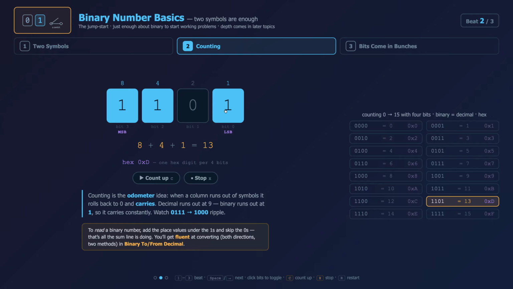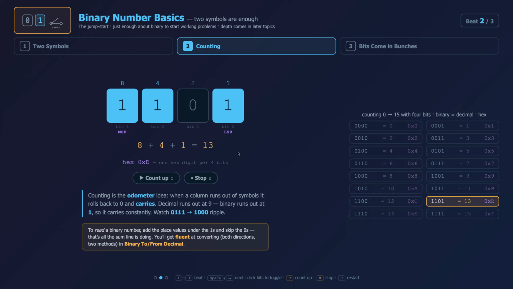So this is 2 to the 0, which is 1. This is 2 to the 1, which is 2. This is 2 squared, which is 4, and 2 cubed is 8. So there's a positional system. In this situation, I have 1, 4, and 8, and 0 for the 2's place, so that doesn't show up in this list, and 1 in the 1's place. You add those together and you get 13. Later on, we're going to cover hex in more detail, but 13 is represented in hex by D.